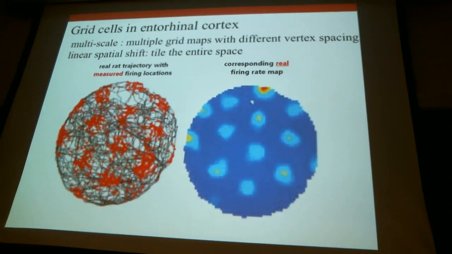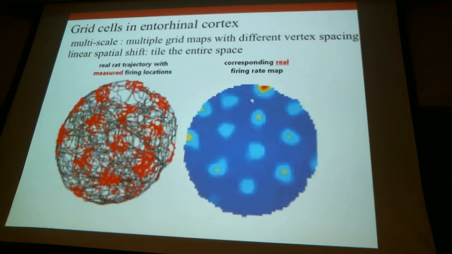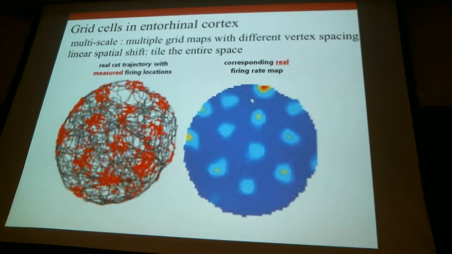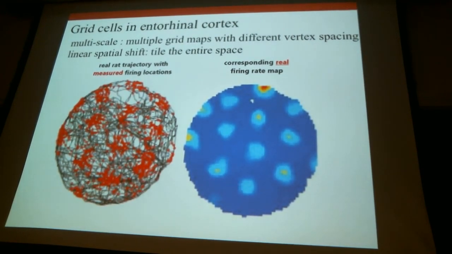Ergo, Nobel Prize. And one of the really interesting things here is that each cell has this sort of grid formation, and then you have multiple cells that may have the same size grid but kind of shifted over. So you're tiling the space with these grids, and the spacing between those vertices has a certain size at one level of the entorhinal cortex, and then it gets enlarged at other sizes. So the spatial resolution here changes in different portions of the entorhinal cortex.